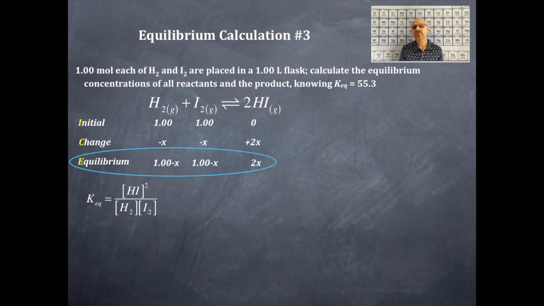Now, you're given a value of the Keq of 55.3, and I mentioned earlier that this is product favored since it's greater than 1. So we're going to plug in the Keq value, and then we're also going to plug in the equilibrium values. Okay, so we're going to do that in just a moment.